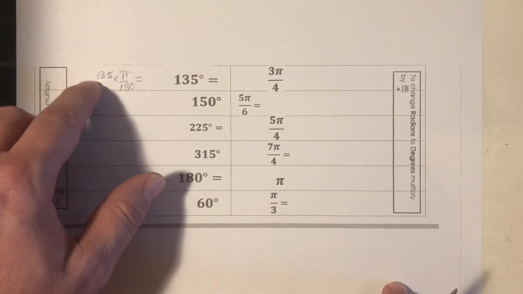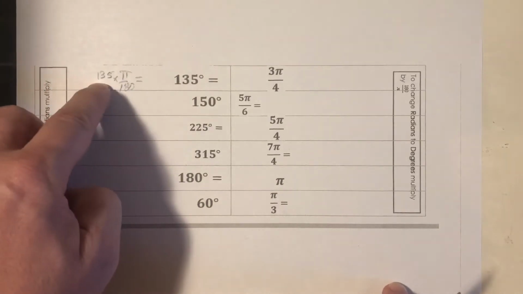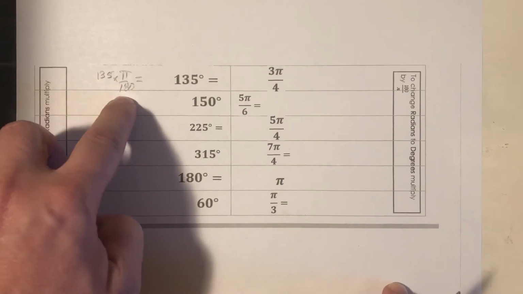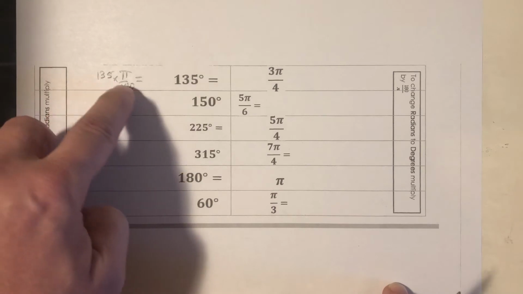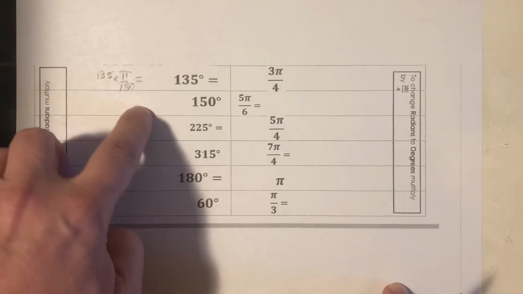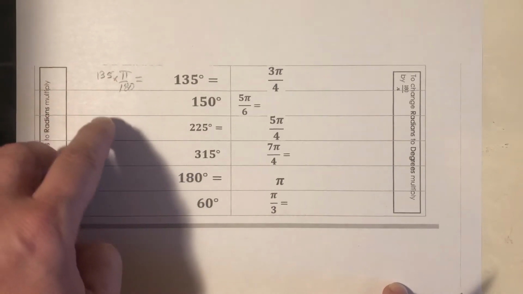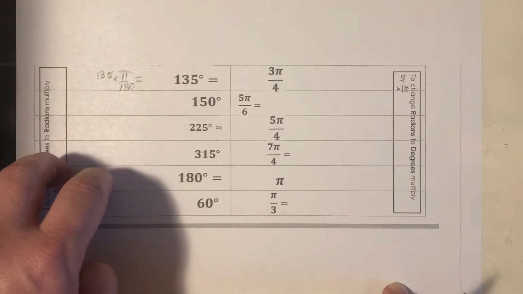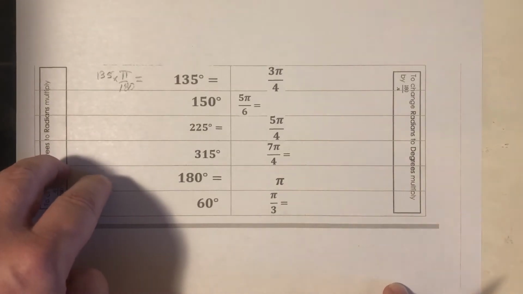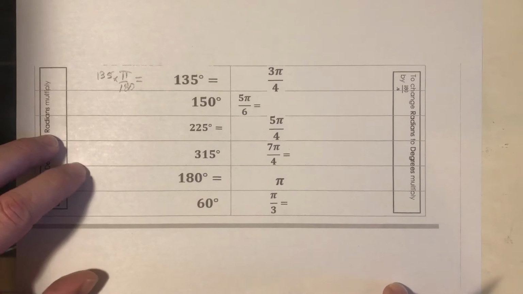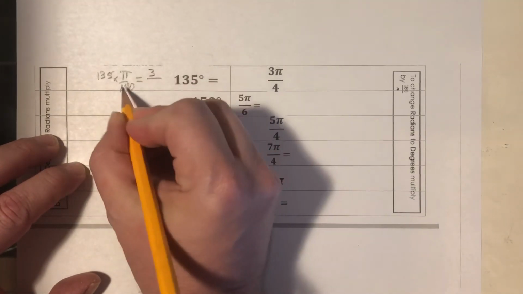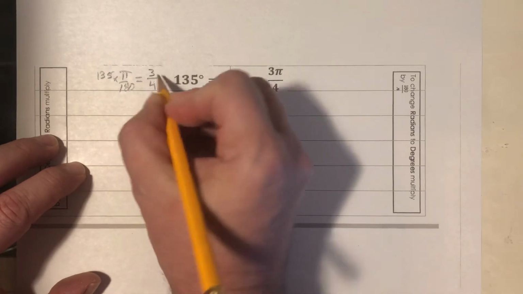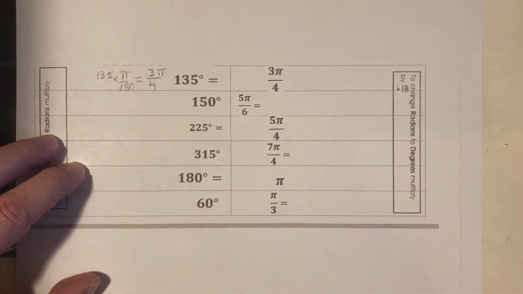Okay, well, if I add 1 plus 3 plus 5, that's 9, so this number is divisible by 9. 1 plus 8 is 9, so that's divisible by 9. And then this ends in a 5 and that ends in a 0, so they're also both divisible by 5. So if they're both divisible by 9 and they're both divisible by 5, then they would both be divisible by 45. 135 divided by 45 is 3. 180 divided by 45 is 4, so it'd be 3 pi over 4 radians.